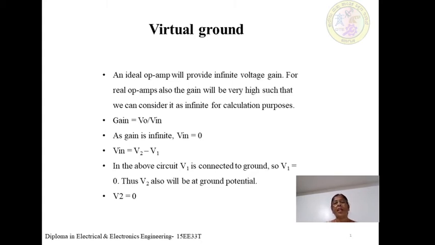Then the input voltage Vin is equal to 0, and hence the input voltage is equal to V2 minus V1. V1 is connected to ground, so V1 is equal to 0, and hence V2 is also at ground potential, V2 is equal to 0. So whenever the voltage gain is infinite, the other input is assumed to be connected to the ground. This is called a virtual ground.